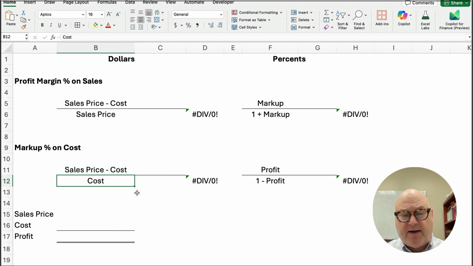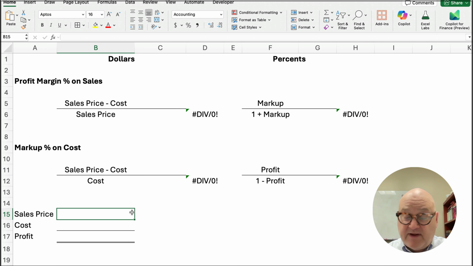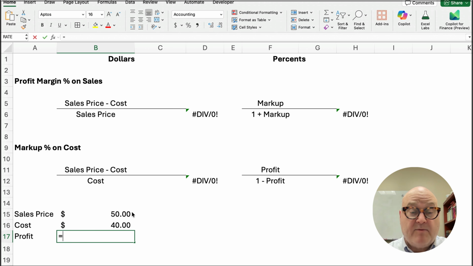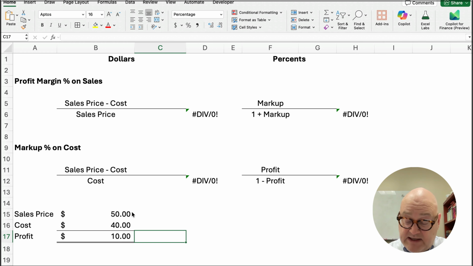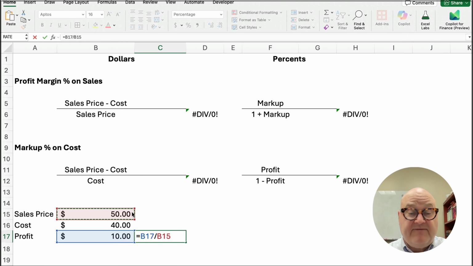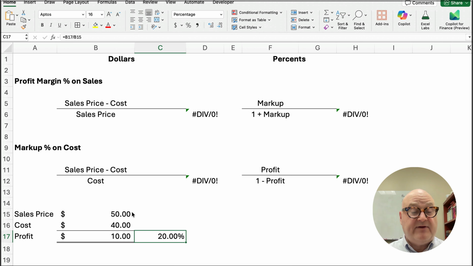So let's set up a problem where we have a 20% profit margin. Let's say our selling price is $50 and it costs us $40 and we're making $10. So 50 minus the 40 is $10, and then we can take 10 divided by the 50, and that's 20%. This illustrates the 20% profit margin.